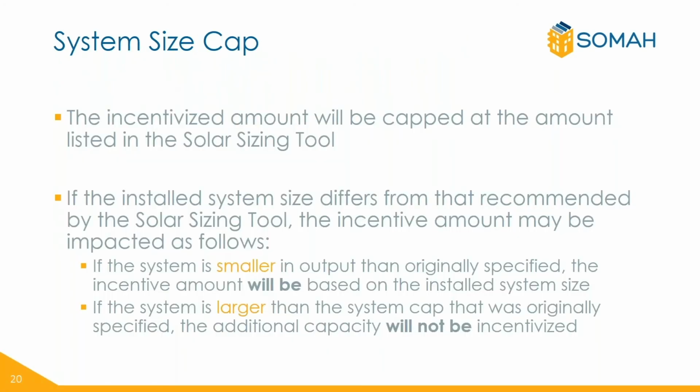So moving on, the solar sizing tool results will determine the maximum incentive amount, and if the system size differs from what is determined by the solar sizing tool, the incentive amount may be impacted. If it's smaller than originally specified, the incentive amount will be based on the installed system size. And if it is larger than originally specified, then the additional capacity will not be incentivized.